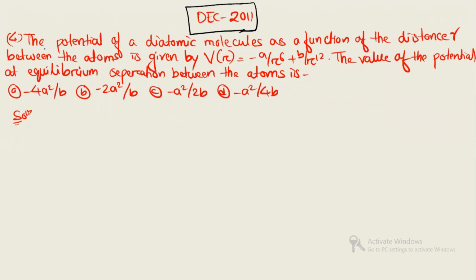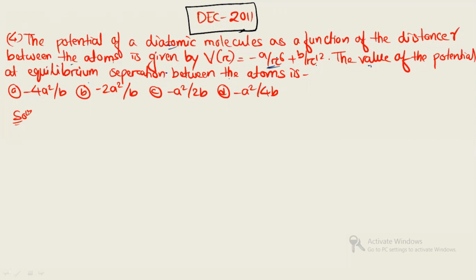So here it is said the potential of a diatomic molecule as a function of the distance r between the atoms is given by potential V equals minus a by r to the power 6 plus b by r to the power 12. So potential V is given to you. This is for a diatomic molecule and it is a function of r. So you will have to calculate the value of the potential at equilibrium separation between the atoms.